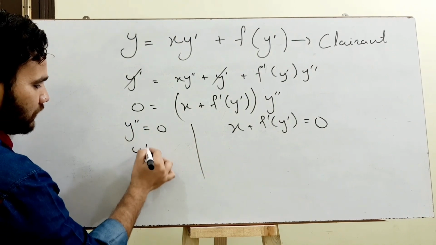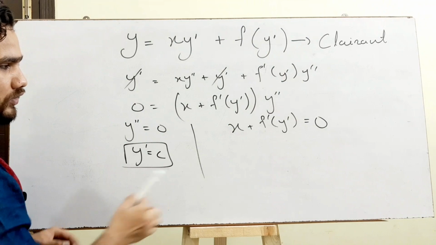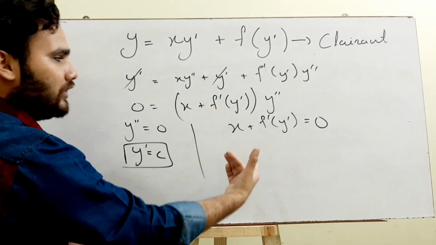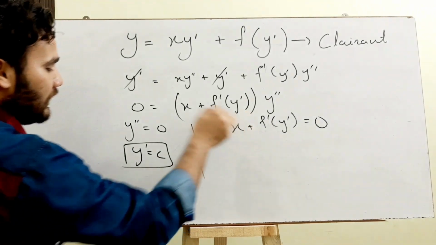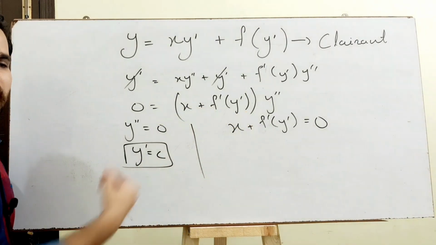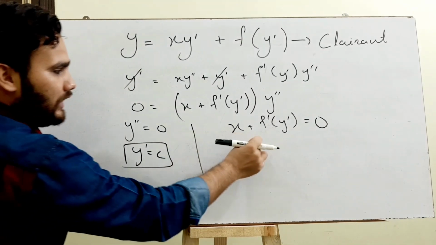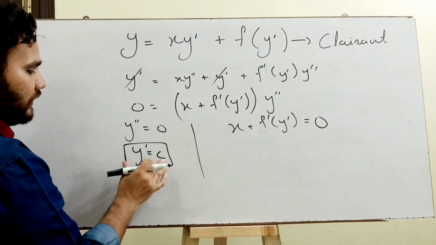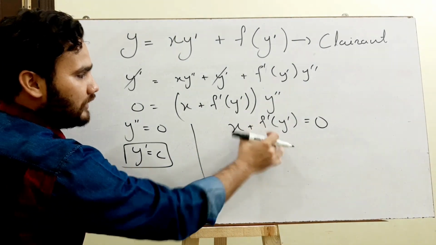From here y prime equals c, and this will be the general solution, or family of solutions, of the Clairaut differential equation. And here we get the singular solution. What is meant by singular solution? A solution which does not belong to the family of solutions is called a singular solution. The relation between the family of solutions and the singular solution is that the family of solutions will be tangent lines to this singular solution.